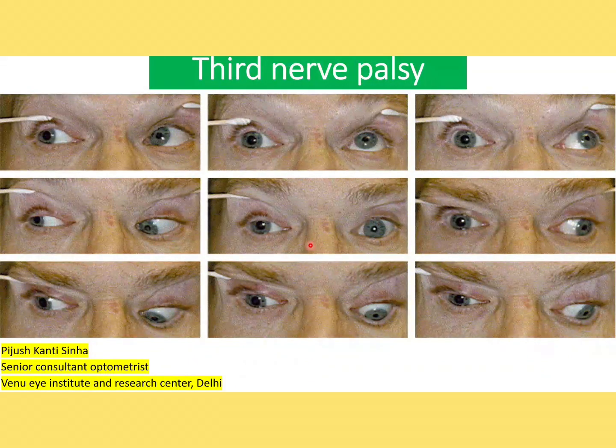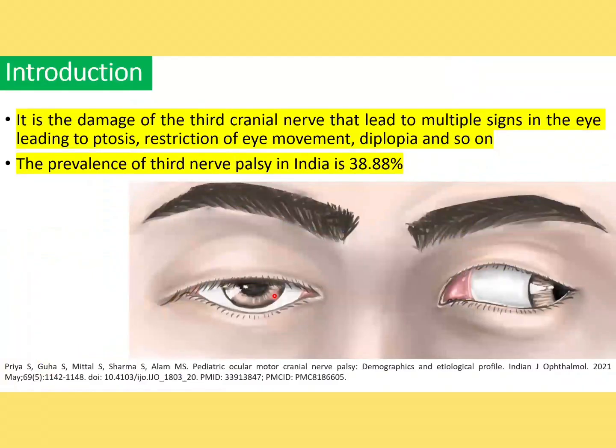Okay, so let's continue. First of all, what is third nerve palsy? It is the damage of the third cranial nerve that leads to multiple signs in the eye, leading to ptosis, restriction of the eye movement, and diplopia. Why diplopia? Because of the restriction of the eye movement. It also leads to strabismus, and the prevalence of third nerve palsy in India is about 38.88%.